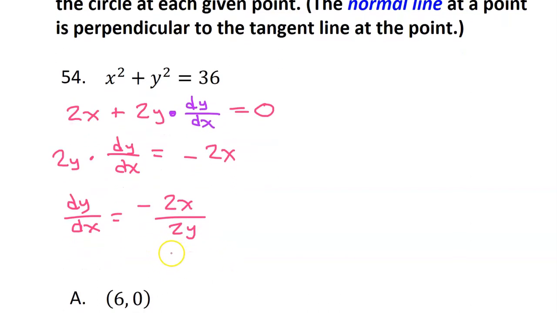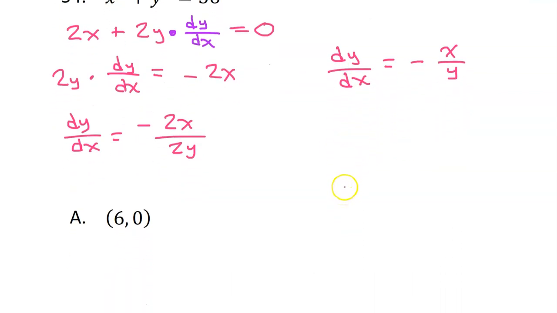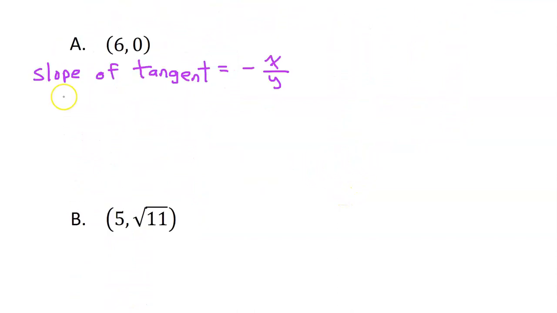And then the 2's cancel out, and we have, I think I'll just put it over here off to the side. We have dy/dx is equal to negative x over y.